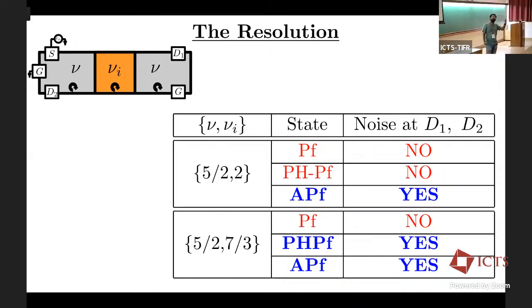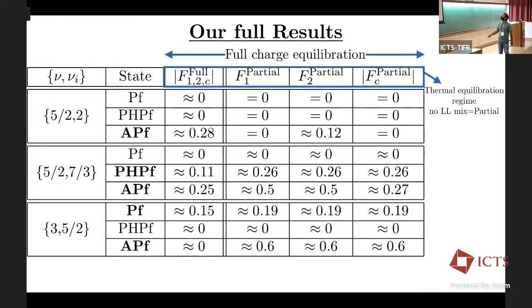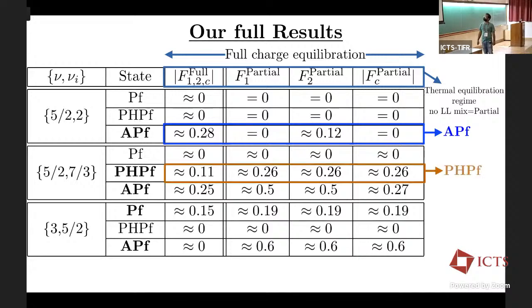What happens when it is partial? Here is the full table. I'm not going to go into full details of how to read this. I'm always going to assume full charge equilibration, and partial means no Landau level mixing. You can see, in one case you can only detect anti-Pfaffian, all others are 0. In the other case, you will detect Pfaffian because it was 0 before and then changed. And in this case, it was 0 before, now it is non-zero. It's all in the paper. Please, if you want, go to the details, but you can actually tell all of them.